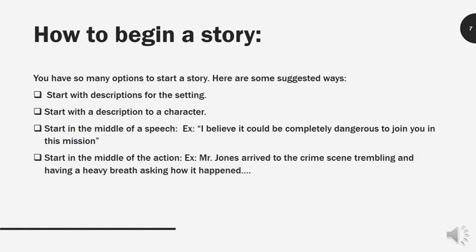After that, we have another way: to start in the middle of the action. Here you have, Mr. Jones arrived at the crime scene, trembling and breathing heavily, asking how it happened. So, starting the story directly with a crime scene should be something very interesting to read. These ways are just suggestions for you if you want to start writing.